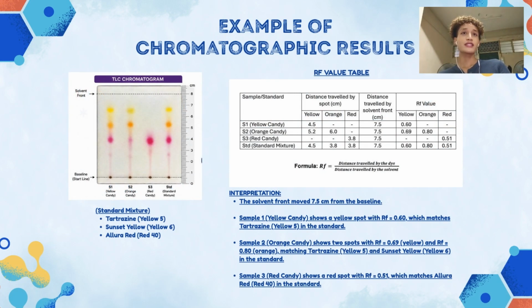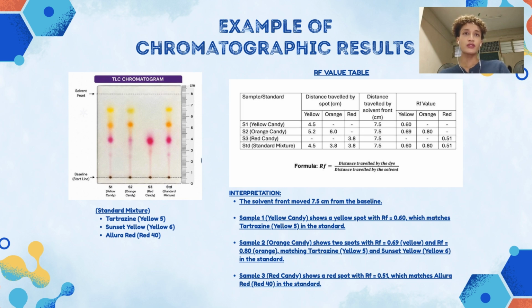Okay, so in this slide, I will show an example of a TLC result for the detection of artificial food coloring. After the analysis, several color spots appear on the TLC plate. Each dye travels a different distance due to differences in their interactions with the stationary and mobile phases. The RF values obtained were 0.60 for tartrazine, 0.69 for sunset yellow, and 0.51 for Allura Red.